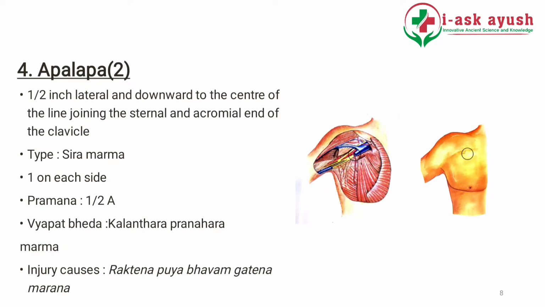Next is Apalapa. Apalapa is 2 in number. It is situated half-inch lateral and downward to the center of the line joining the sternal and acromial end of the clavicle. That is Amsa Kudayo Radhasthat Pashwa Upari Bhagayo. It is a Sira Marma, 1 on each side. Pramana is half angula and is Kalandara Pranahara Marma and its injury causes Raktena Puya Bhavangatena Maranam.